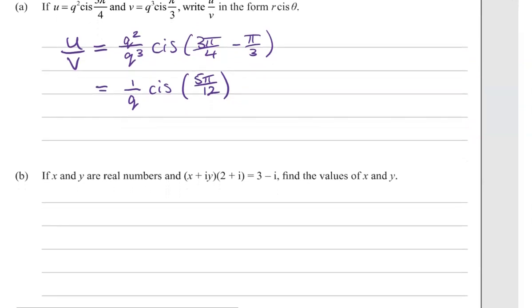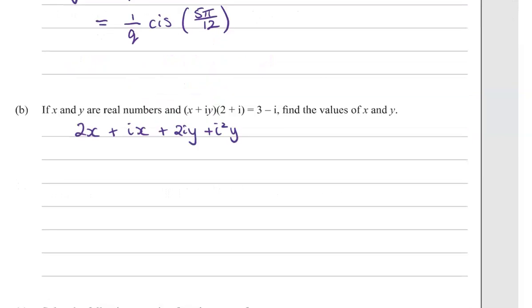For part B, we have the real numbers, x and y are real numbers here. In this expression, find the values of x and y. I'm first of all expanding that left-hand side and set it equal to 3 minus i. Then if we pull out the real and imaginary parts to those, then we get 2x minus y are the real parts. The imaginary is x plus 2y multiplied by i.